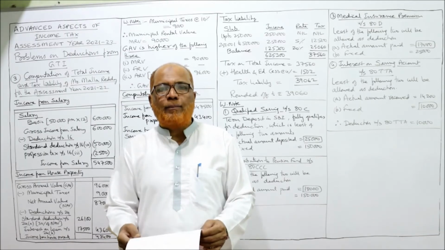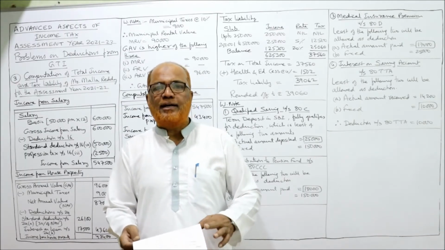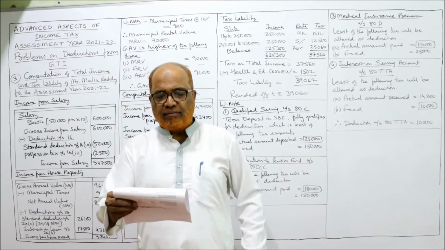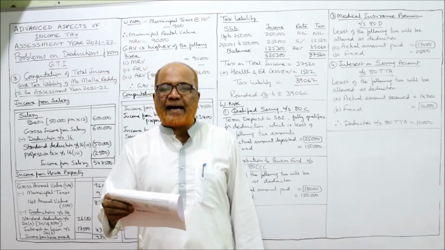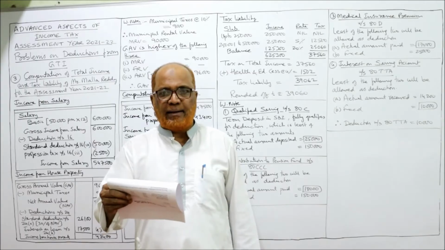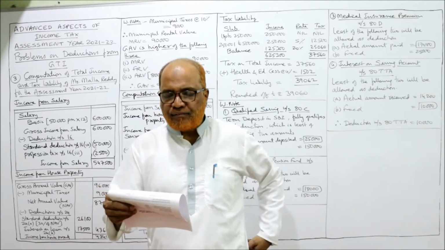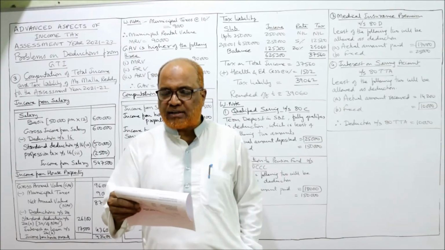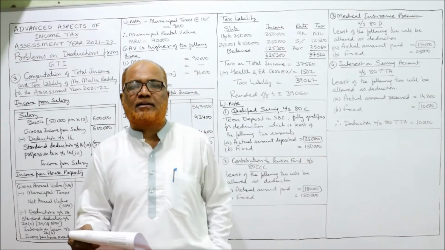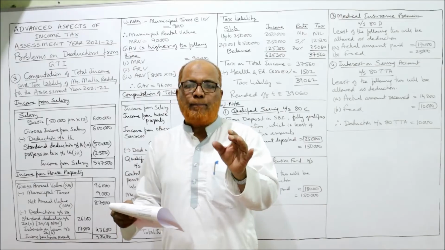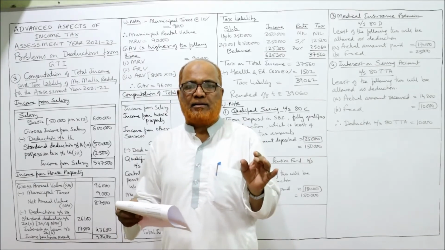So 2 problems we have completed. Now I am reading out the third problem. See the third one. Compute the total income and tax liability of Mr. Malla Reddy. So here data is given. Salary at the rate of 50,000 per month. Profession tax paid 2,500. That means we have to compute the income from salary.